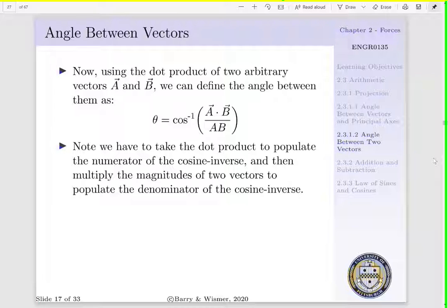magnitude of b. Now, we have to take the dot product to populate the numerator of our cosine inverse trigonometric function, and we also have to multiply the magnitudes of our two vectors to populate the denominator of our cosine inverse trigonometric function.